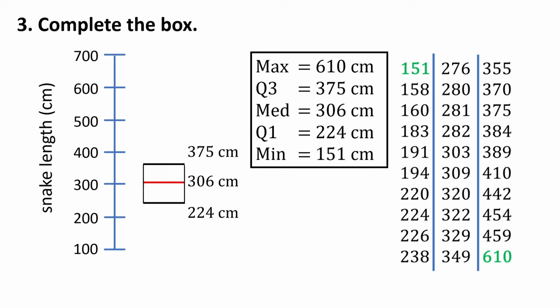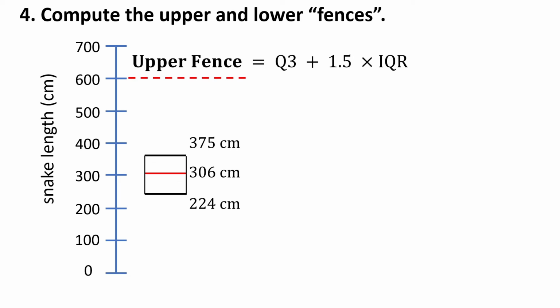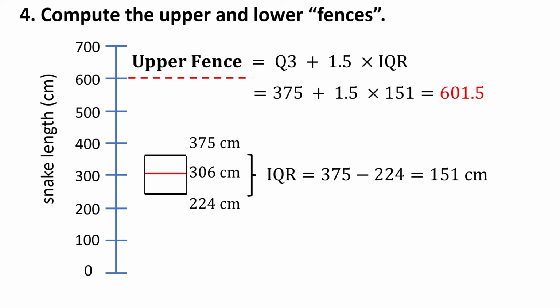Next, we have to calculate fences. The fences are calculated as follows. The upper fence is the third quartile plus 1.5 times the interquartile range. And what is that interquartile range? It's the height of the box, the difference between Q3 and Q1. In this case, you can see it's 151. And so the upper fence, Q3 plus 1.5 times the IQR, gives us 601.5 centimeters.